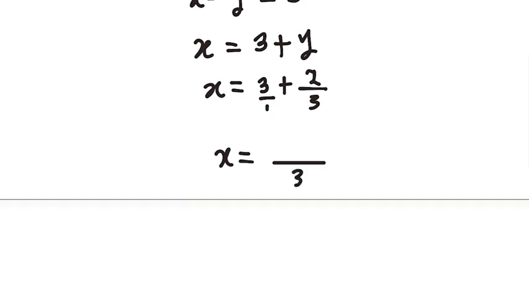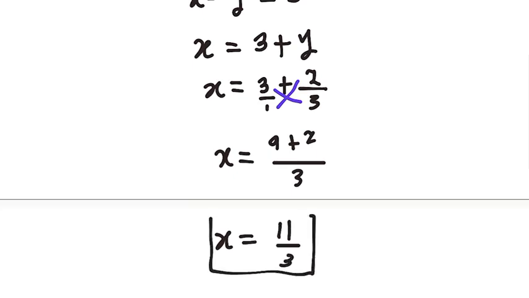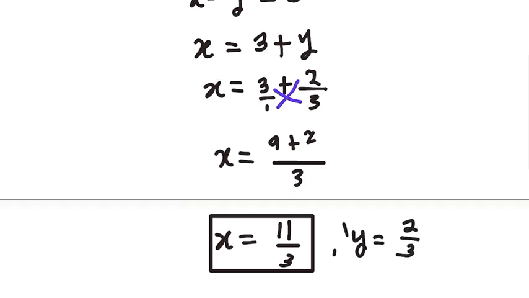We have 3 multiplied by 3, which gives 9, plus 2. All right, so we see that x equals 9 plus 2, we have 11, divided by 3. So we have x to be 11 over 3, and y to be 2 over 3. So these are the solutions we have, and they are valid solutions. You can actually check for the validity. I have done that, and they satisfy the equation.